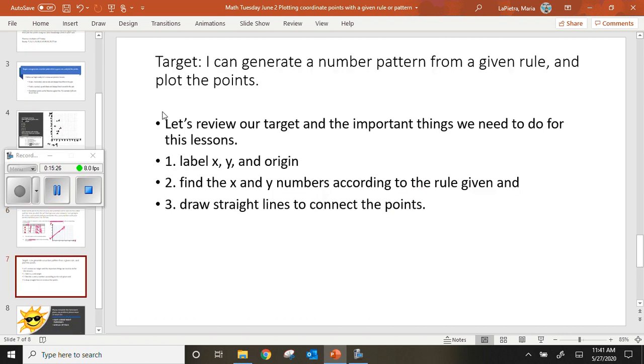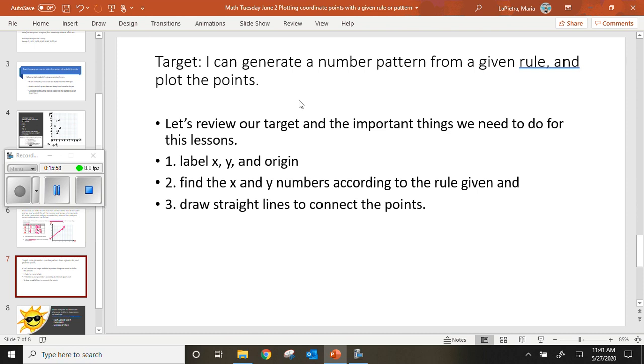Okay, let's go over our target. I can generate a number pattern from a given rule and plot the points. That's exactly what we just did. So let's review our important things that we need to do for this lesson and the other lessons that we've learned. I know this sounds like a lot of repetition, but it's what you need to know so you can label and know your coordinate pairs and how to plot them.